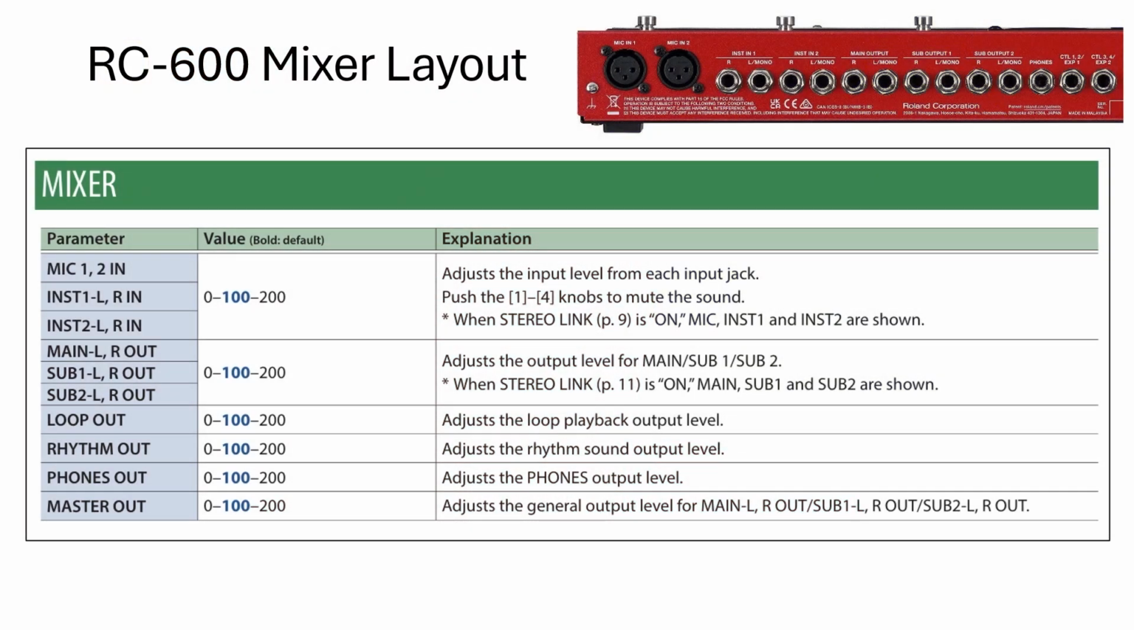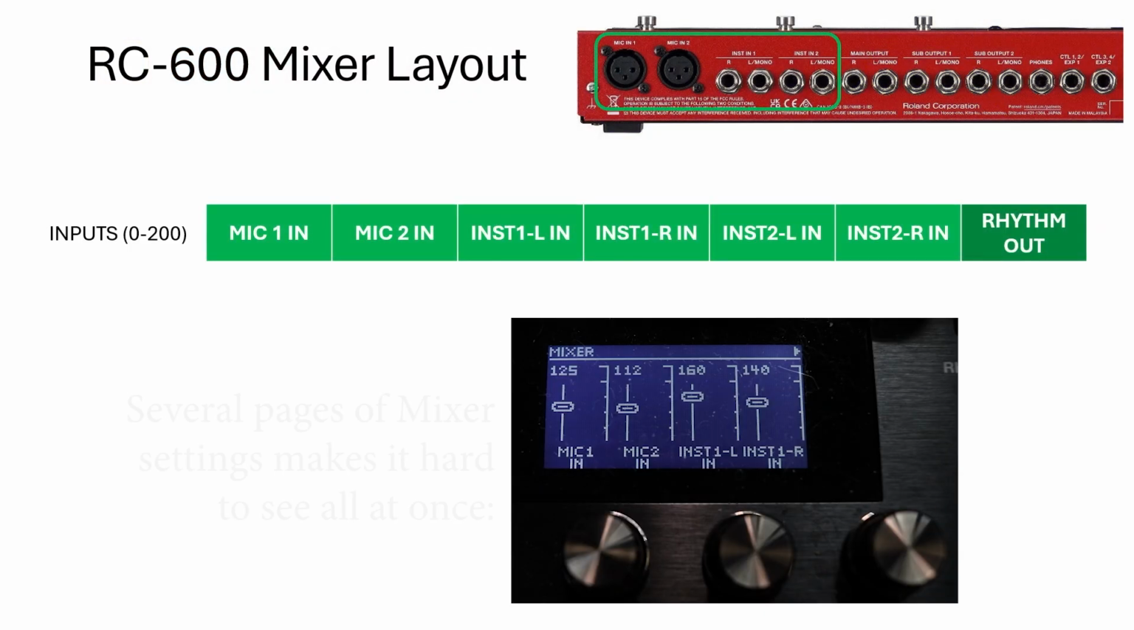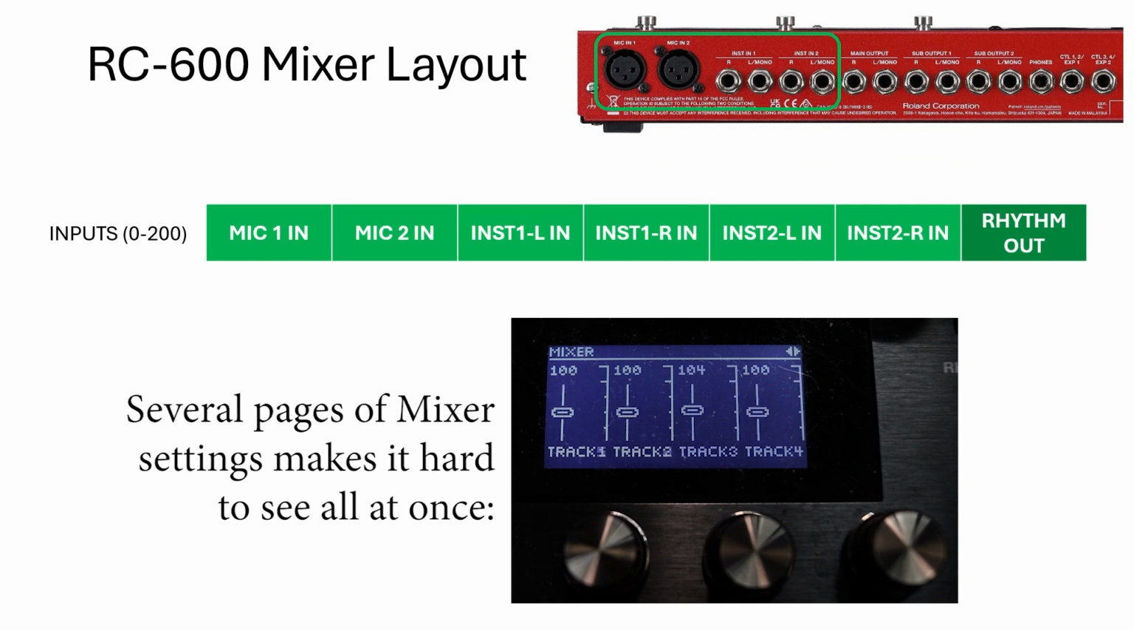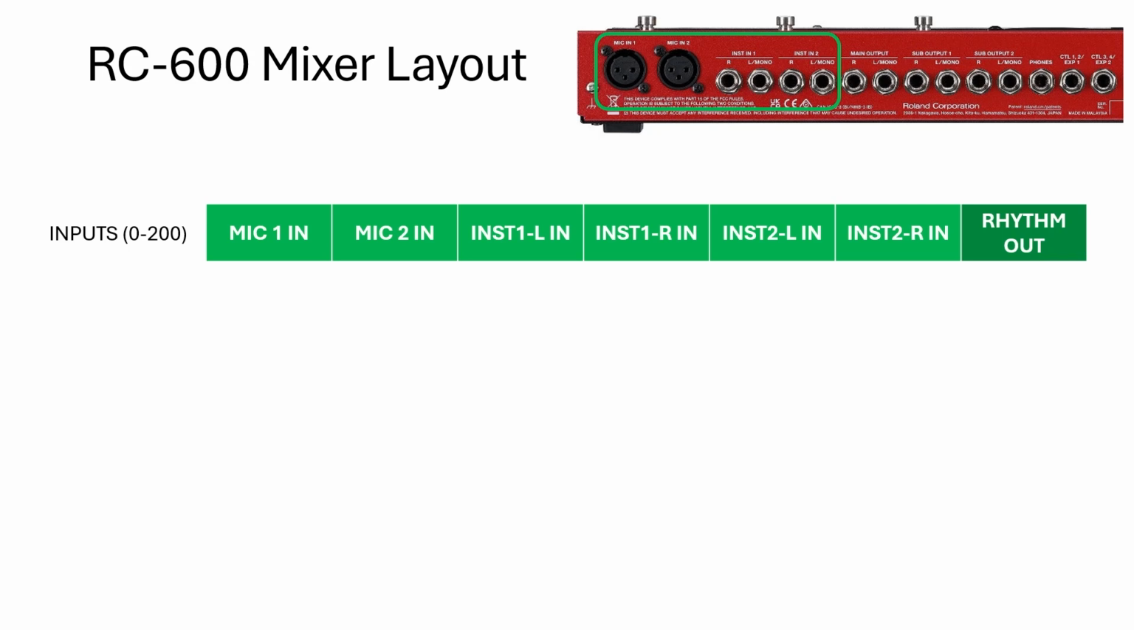Okay, let's first talk about the RC600's mixer. So in the manual, you'll see this kind of a screenshot. Here are all your inputs. You got your mic 1 and mic 2, and then your instrument 1 and instrument 2. I happen to have mine not linked together. Another input that people don't consider is that rhythm out level. Your drum track is a different instrument that's pretty much an input into your loops or your mains as an output. So you can adjust the level there in the mixer.